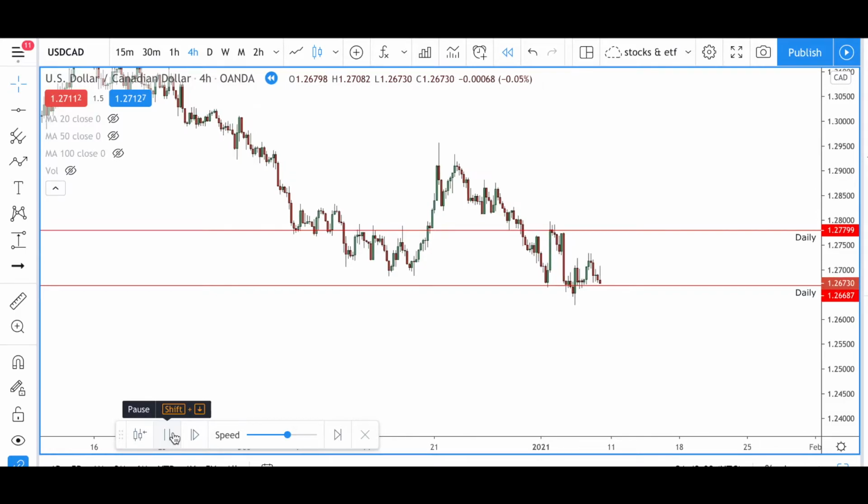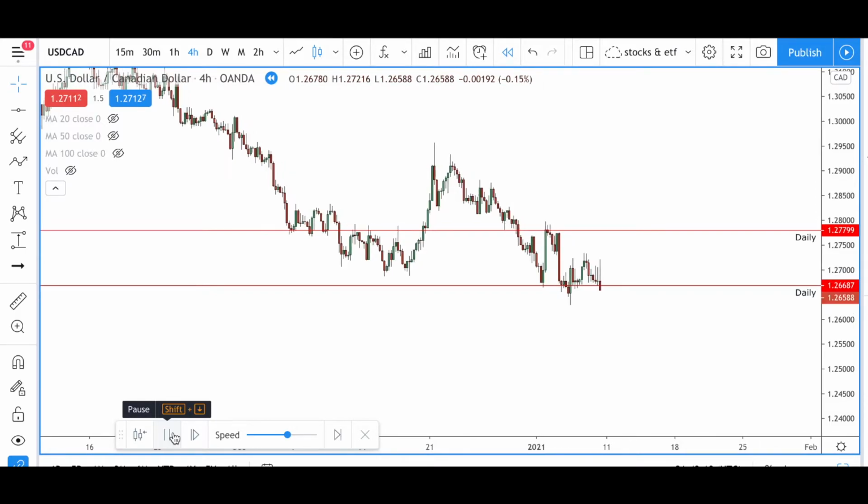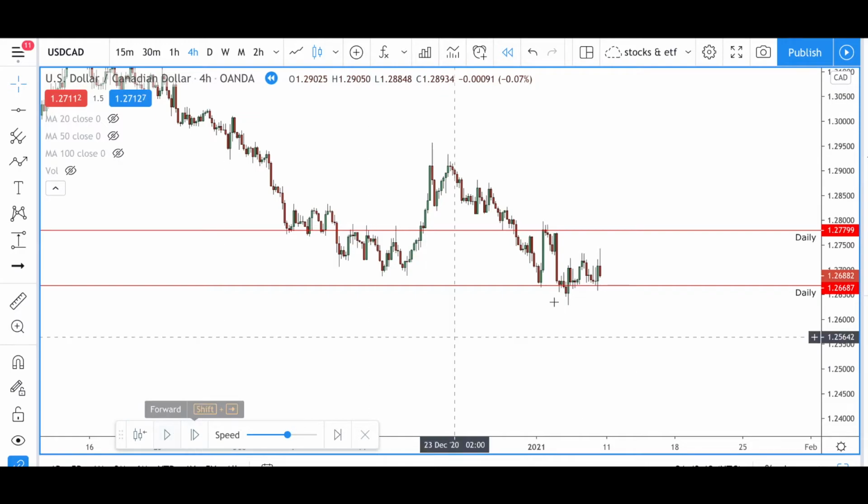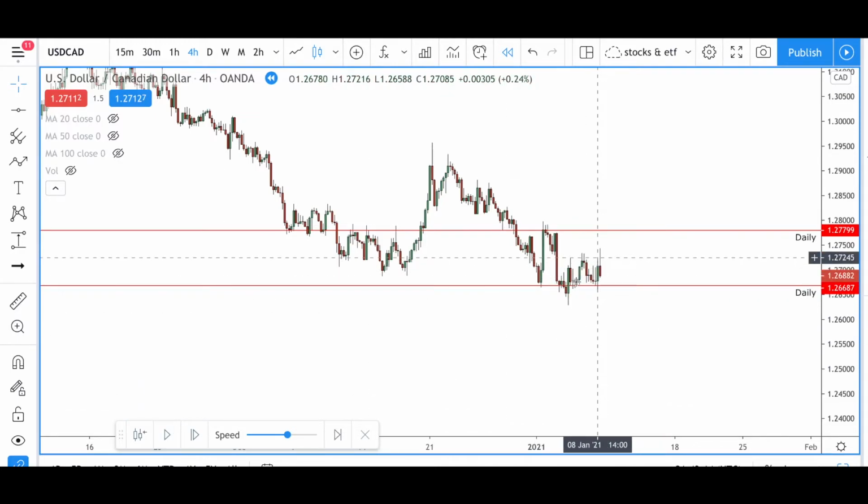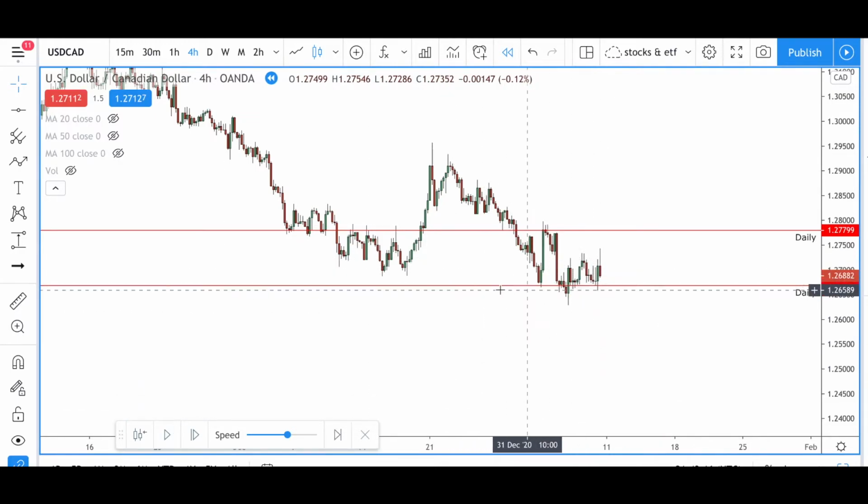let price do its thing, and we could see through our candlestick analysis that price was again struggling around this area. So this shows to me that my area of support is accurate. This is a strong area of support. So we continue to wait.